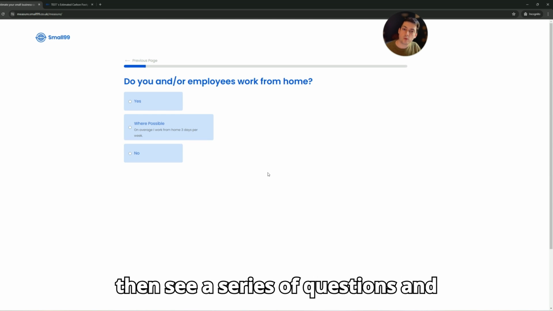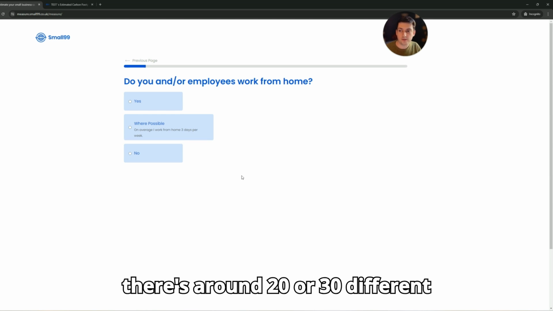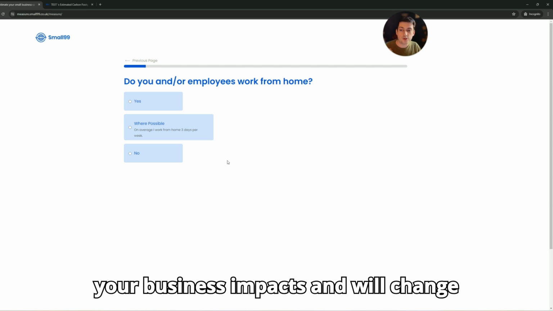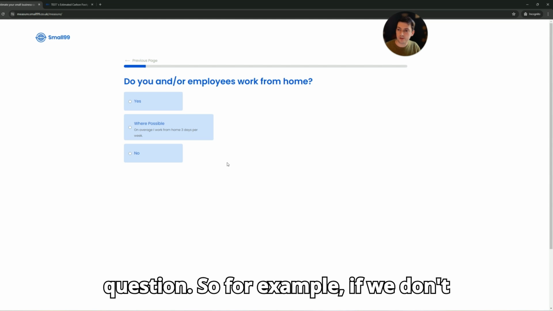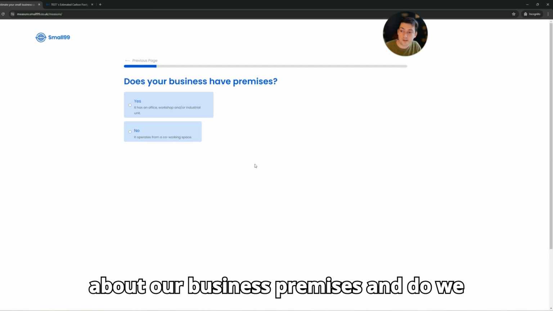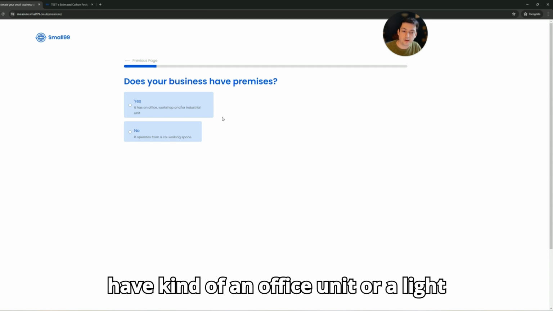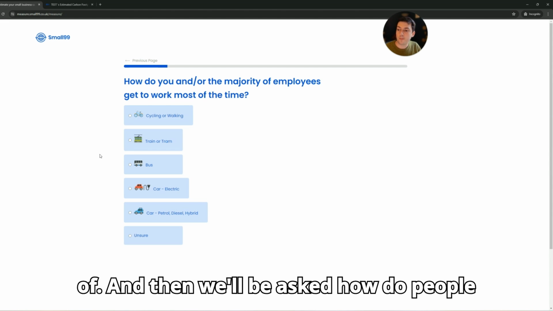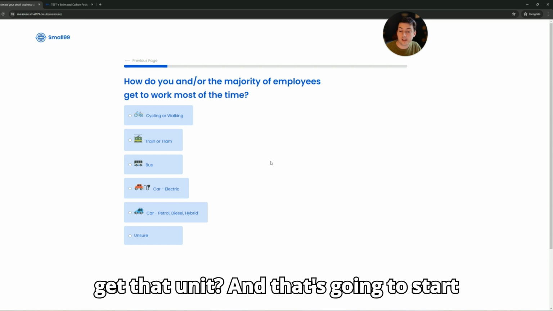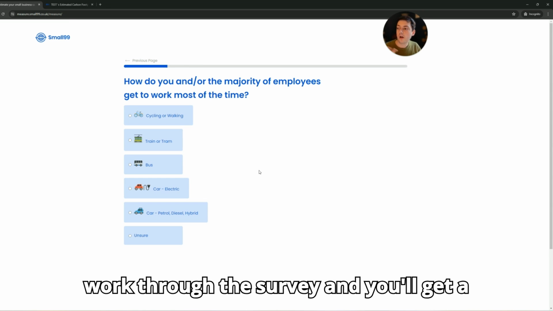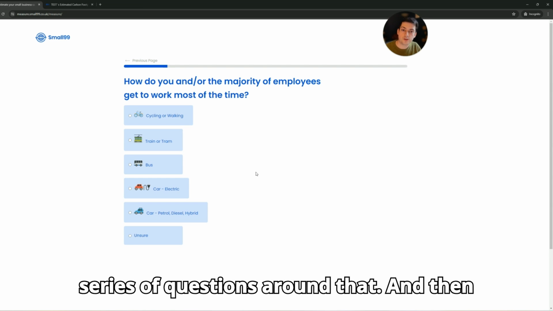You'll then see a series of questions, and there's around 20 or 30 different questions that will guide you through your business impacts and will change depending on how you answer the previous question. So for example, if we don't work from home, we might then be asked about our business premises and do we have an office unit or a light industrial unit that we're working out of. And then we'll be asked, how do people get to that unit? And that's going to start feeding into things like our employee emissions and our commuting emissions. So work through the survey and you'll get a series of questions around that.